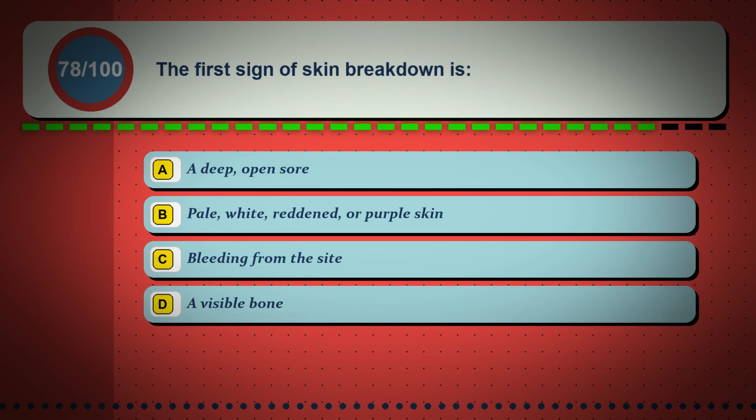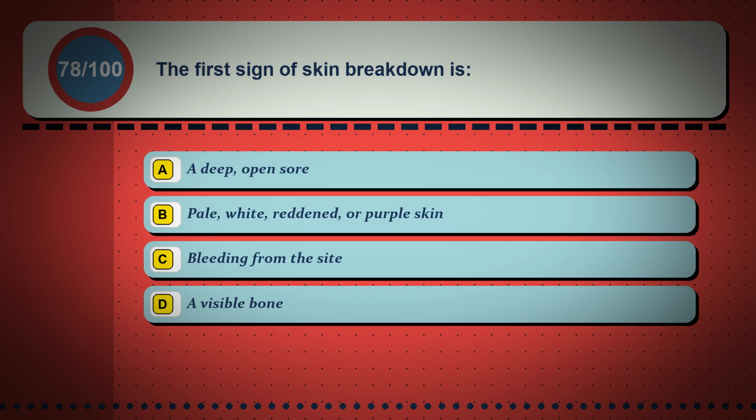Question 78. The first sign of skin breakdown is: Option A. A deep, open sore. Option B. Pale, white, reddened, or purple skin. Option C. Bleeding from the site. Option D. A visible bone.